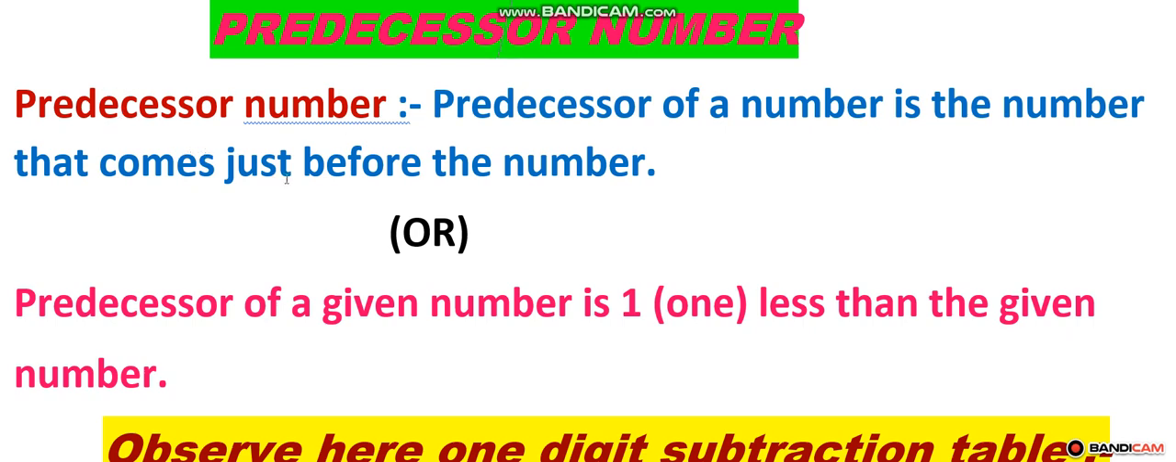Understood? Before number, predecessor number, both are the same. But instead of before number, we are using the predecessor number. Okay. One more definition you see. We know predecessor of a given number is 1 less than the given number. 1 less than means subtract 1. You subtract 1 from the given number, you get the predecessor number of the given number.